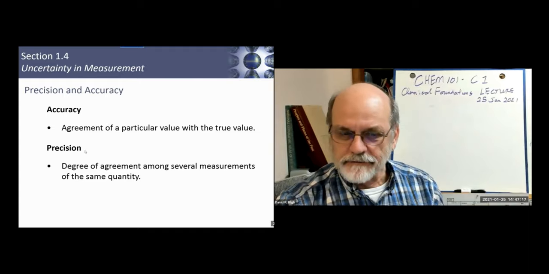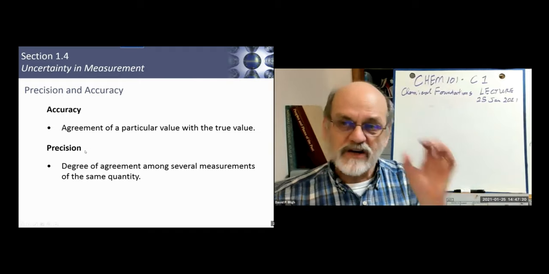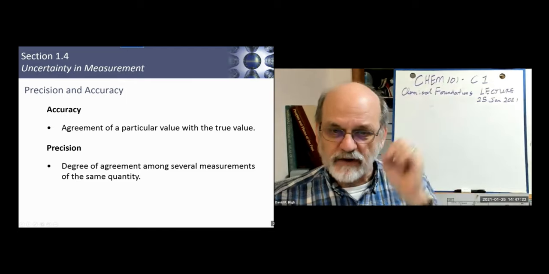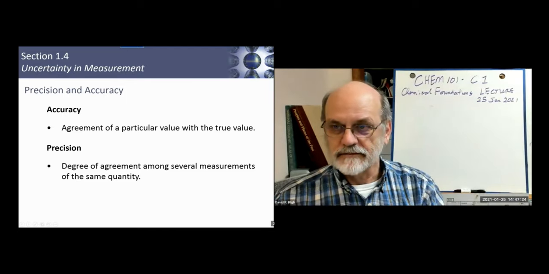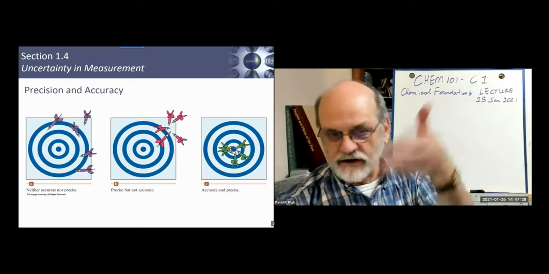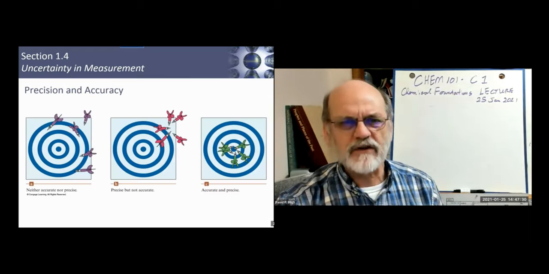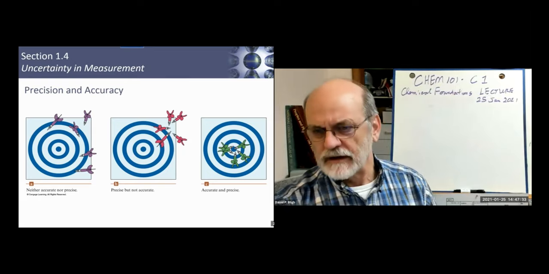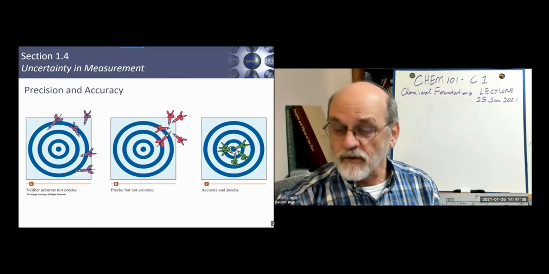Precision, on the other hand, is when you make two or more measurements, how close are they grouped together? That's precision. And this is my illustration. In fact, this may have come straight out of the book anyway. We've got three here, but we're missing one.